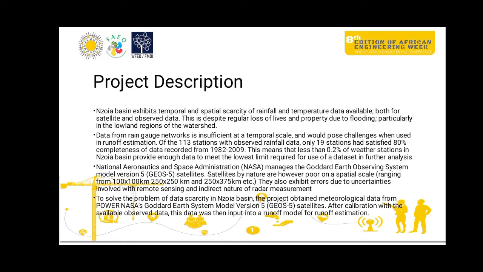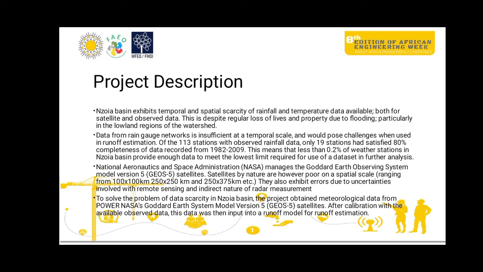Specifically, of the 113 stations with observed rainfall data, only 19 stations satisfied 80% completeness of data when you consider the study area, that is 1982 to 2009. This means that less than 0.2% of weather stations in the watershed provide enough data to meet the lowest limit required for use of a data set in further analysis.